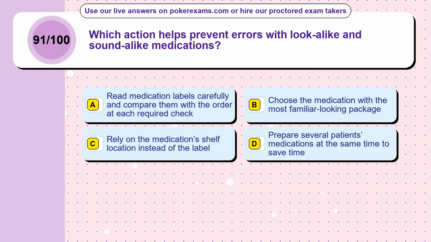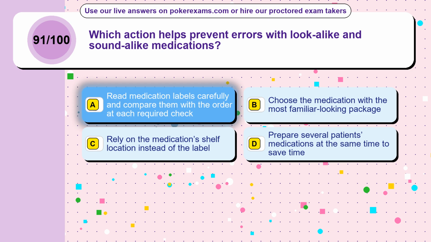Question 91. Which action helps prevent errors with look-alike and sound-alike medications? Option A. Read medication labels carefully and compare them with the order at each required check. Option B. Choose the medication with the most familiar-looking package. Option C. Rely on the medication's shelf location instead of the label. Option D. Prepare several patients' medications at the same time to save time.